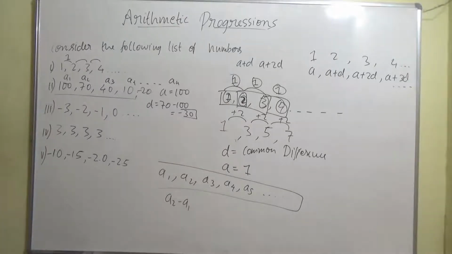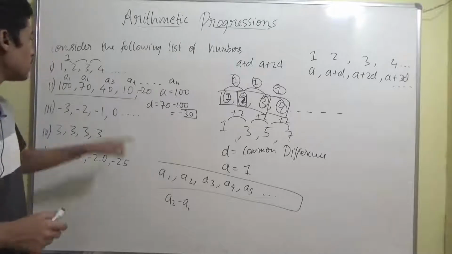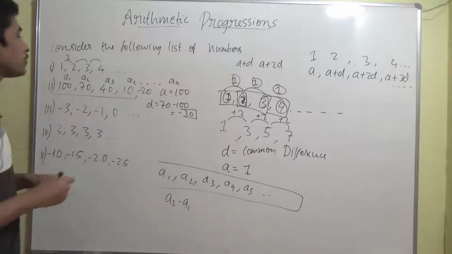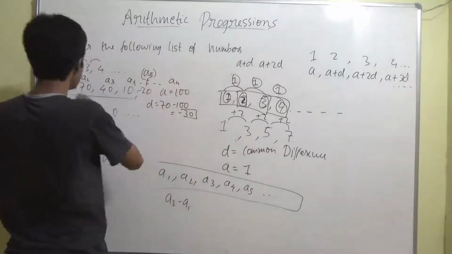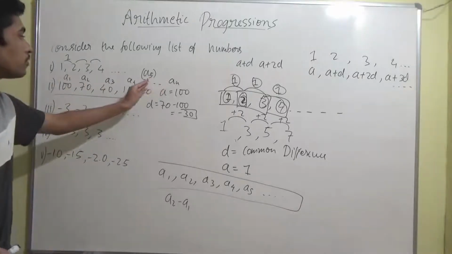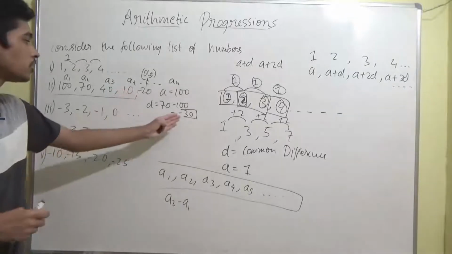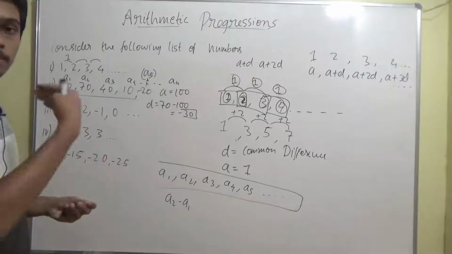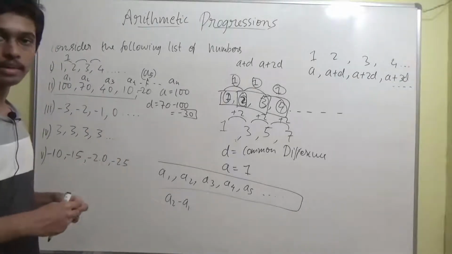So now let's look at what a general term is. This was the fourth term, and this was the fifth term, A5. They had given A4. So A5 we could find because we just subtracted 30, because we know that the preceding term plus the difference is going to give you the succeeding term, right?